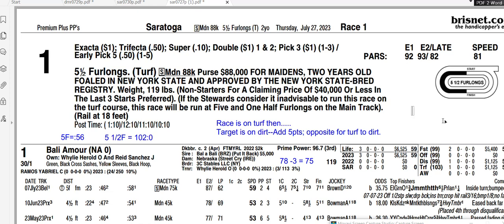So if the turf came out to 76 as a target rating, and that's turf, and I want to compare that to a dirt number, it's going to be a 71 because I'm going to subtract 5.